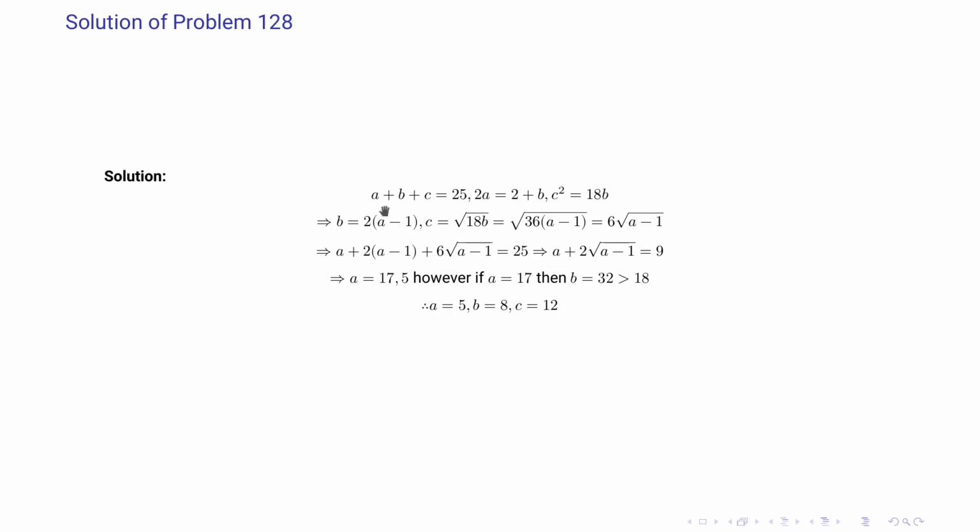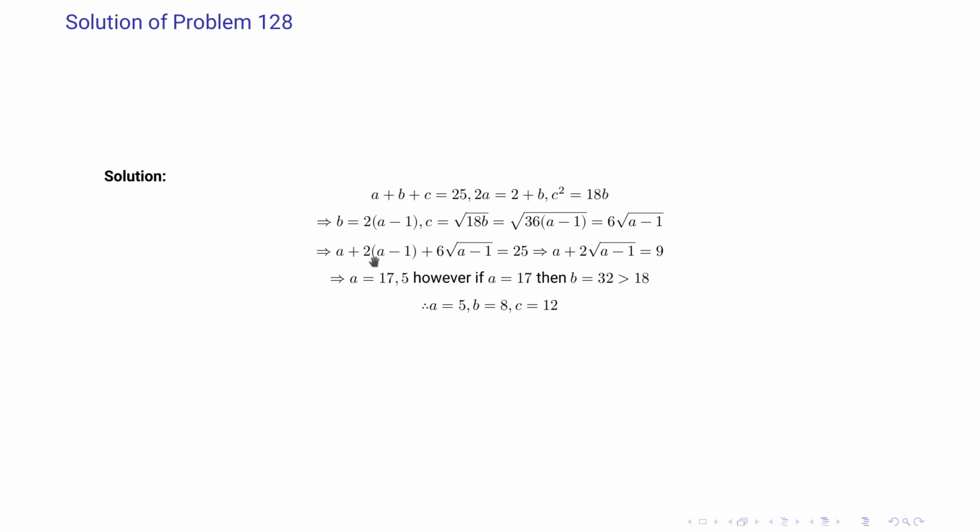Now we substitute the value of b from here. We get 36 multiplied with a minus 1. We take out 6 outside, we get c is equal to 6 square root of a minus 1. Now we substitute this here in a plus b plus c. We substitute the value of b as well.